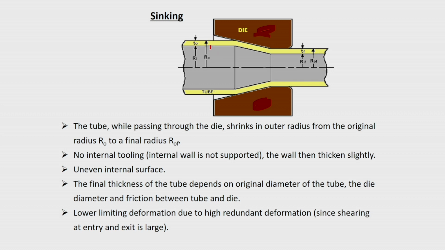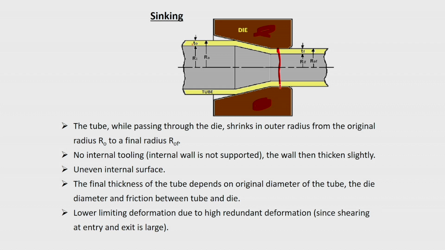Initially your diameters are R0 and Ri, the outside and inner radius. When it comes out of the die, you will find that the diameter has changed, but the length has increased. So, initial thickness is something, final thickness is something. While passing through the die, there is a shrinkage of the outer diameter from the original radius R0 to a final radius R0f. There is no internal tooling required. So, the inner wall is not supported, it is free. Only the outer wall is supported. That will take care of the outside diameter of the tube which comes out.